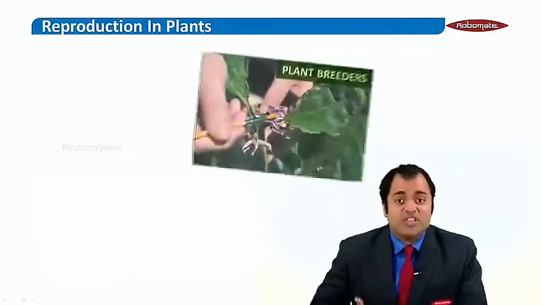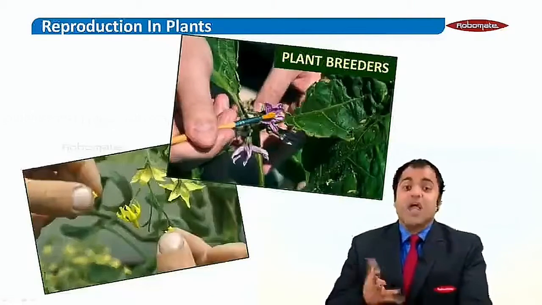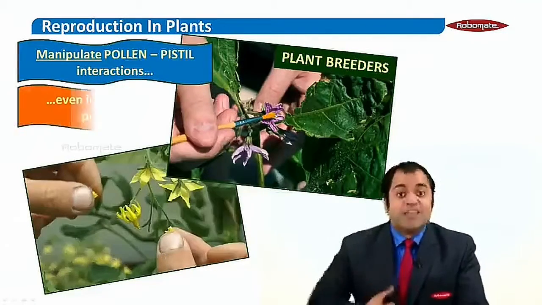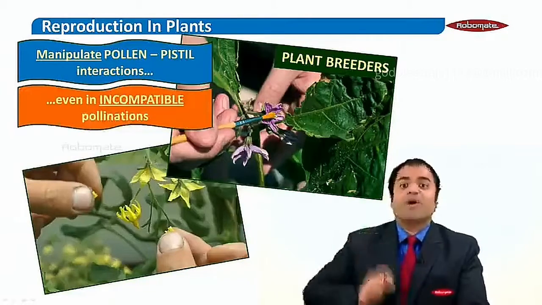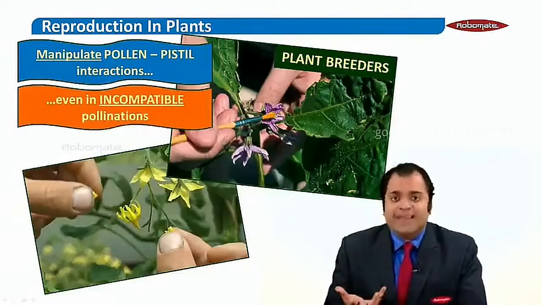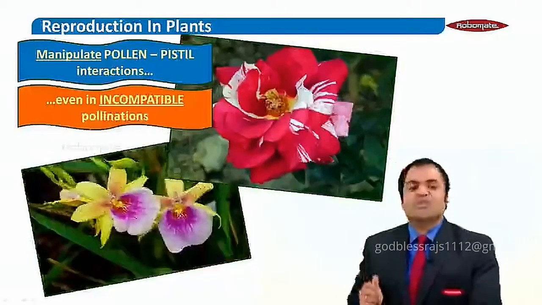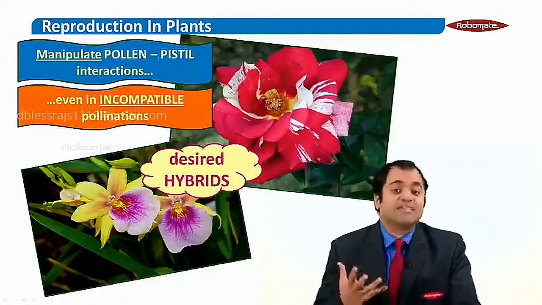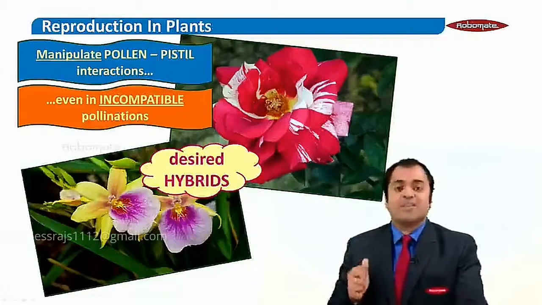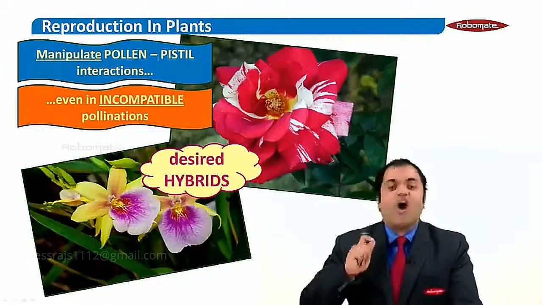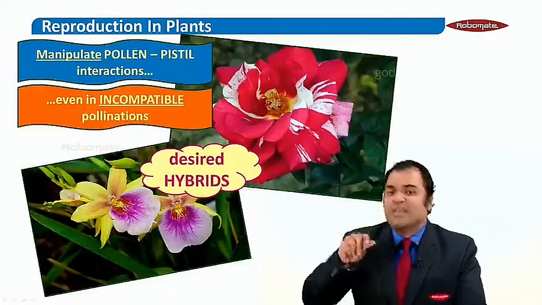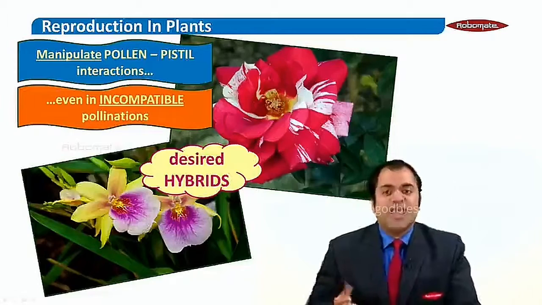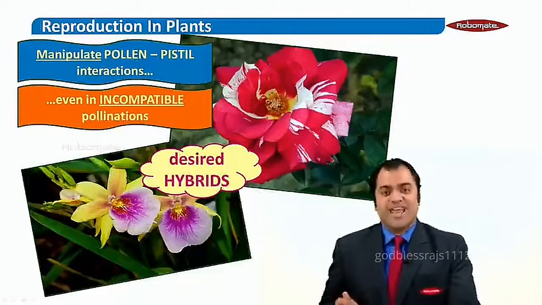Now this knowledge is actually going to help plant breeders in the future to be able to manipulate the pollen and pistil interaction, especially when there are incompatible pollinations. And why would they do that? They would do that to produce these beautiful hybrids. Is that okay? So if botanists and plant breeders have to produce some desirable hybrids, then they have to have the knowledge of pollen-pistil interaction so they can manipulate things, so that even incompatible pollinations can be made successful and we can get these desired hybrids as per our choice.